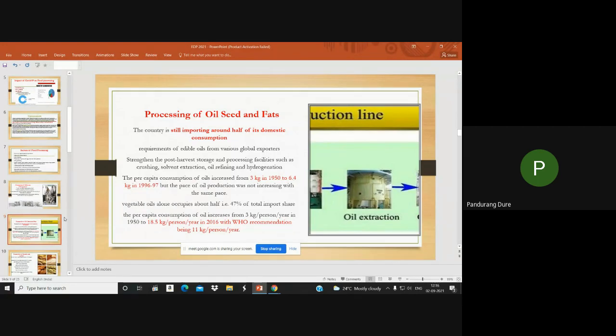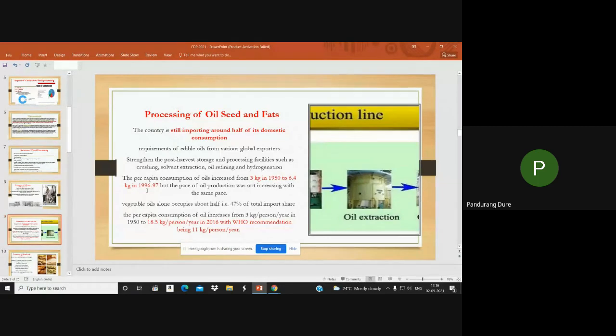So the inflation related to edible oil increased in the last few months. Soybean oil for 1 kg was near about 130, then 110, and now it has come to 135 rupees per liter. So this is about processing along with production.